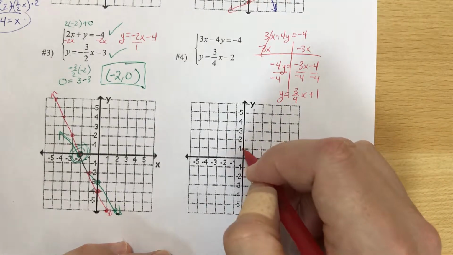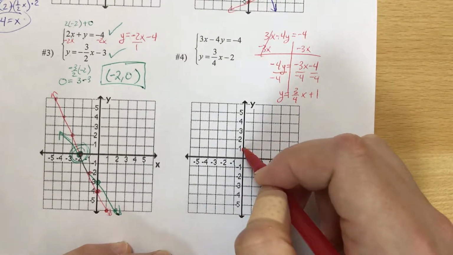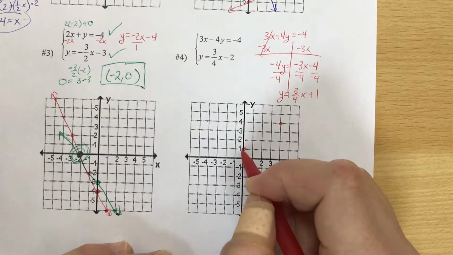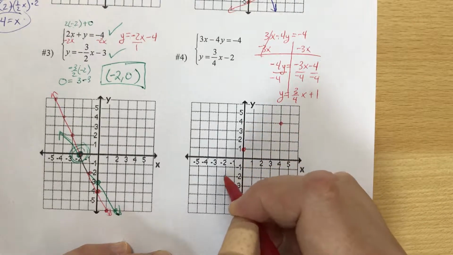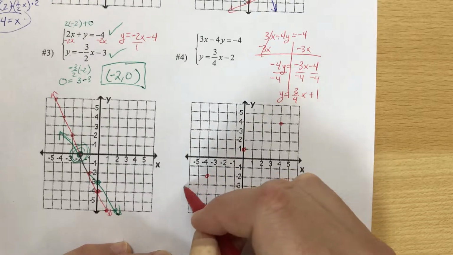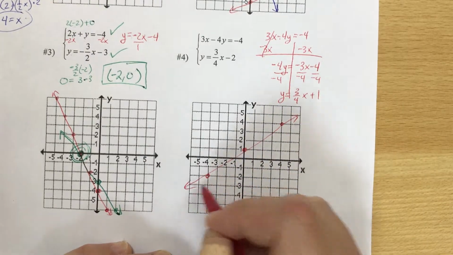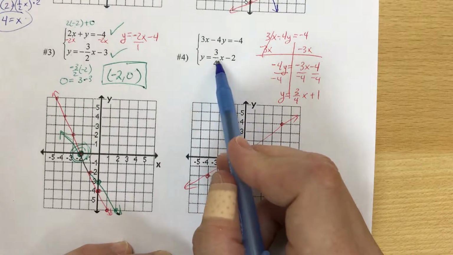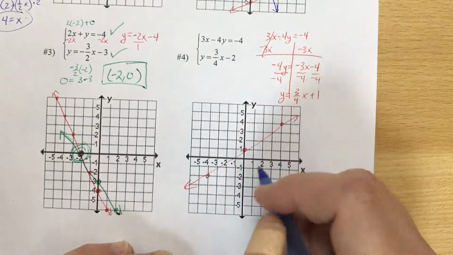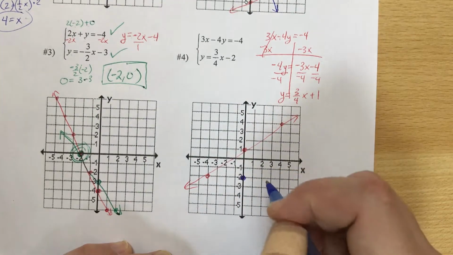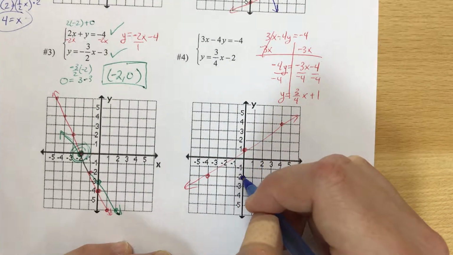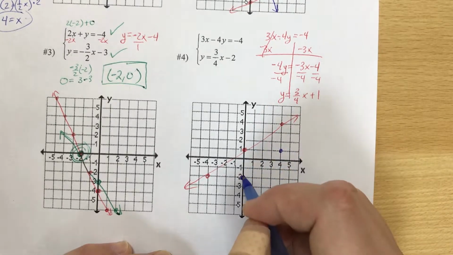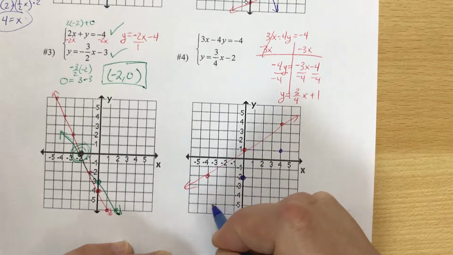So the y-intercept is 1, and the slope is 3 over 4. Or I could go down 3, left 4. And then the second equation is y equals 3/4 x minus 2. So the y-intercept is at negative 2. Again, the slope is 3 over 4. 1, 2, 3, up. 1, 2, 3, 4 to the right. Or down 3, left 4.